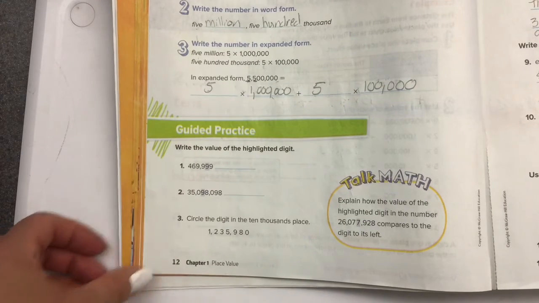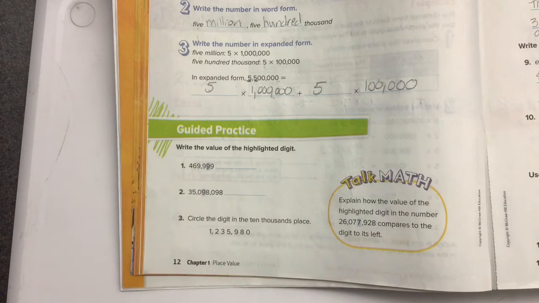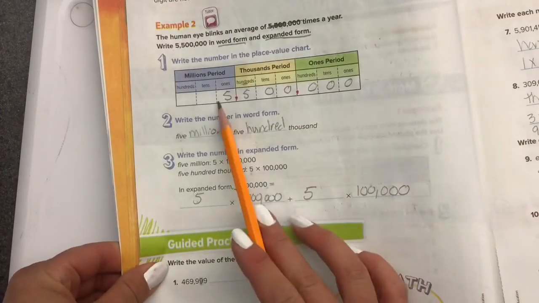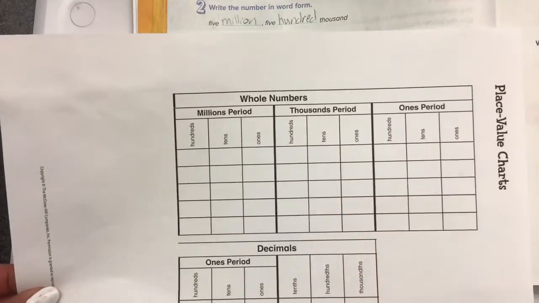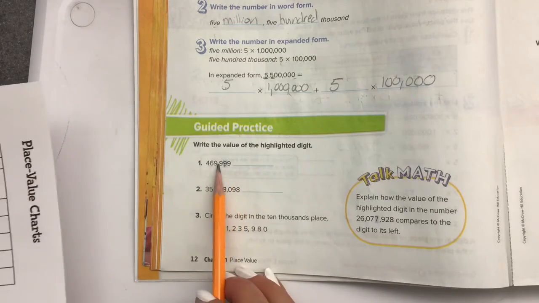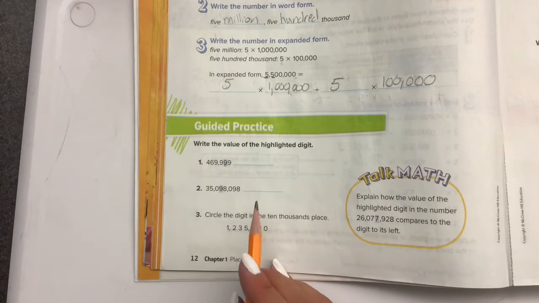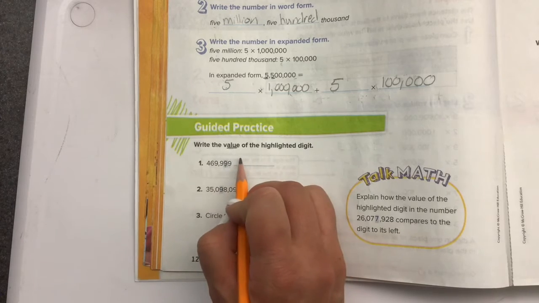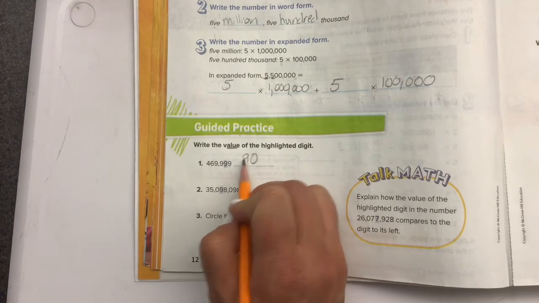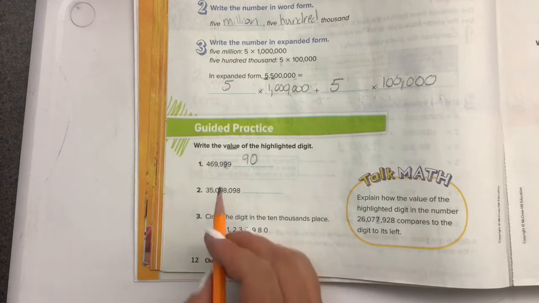All right, here we go. Write the value of the highlighted digit. So that digit right there, and remember, you can use this to help you that's in your book, or if you have taken a screenshot already, you can use this one right here. All right, so the value, we go over 1. So if I go over 1, it's in the tens spot. So my value of this digit is tens, but there's a 9 to it. So it's going to be 90. If I were to erase all of the numbers and I just wanted to know the value of that digit, it would be 90.